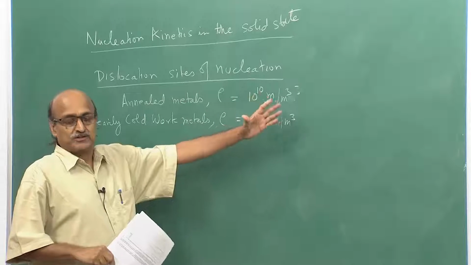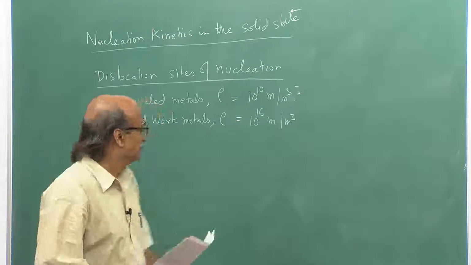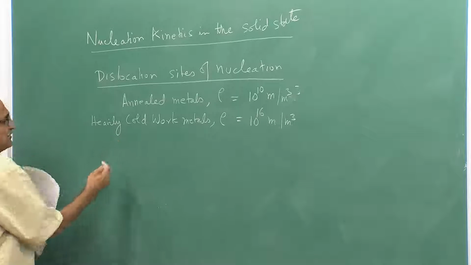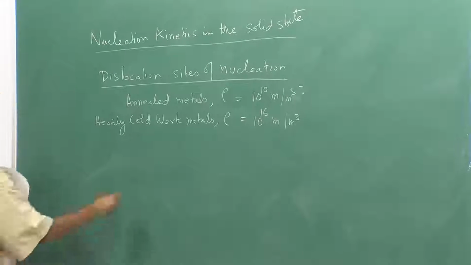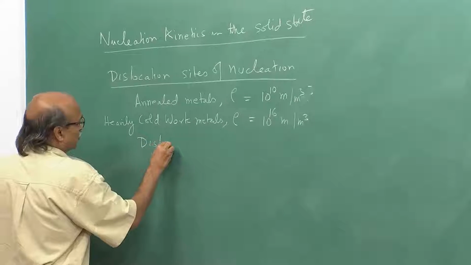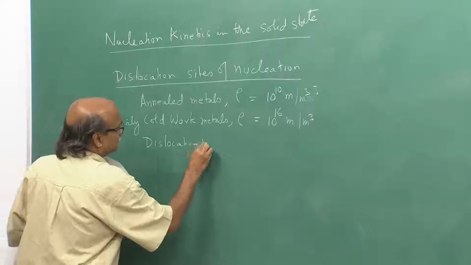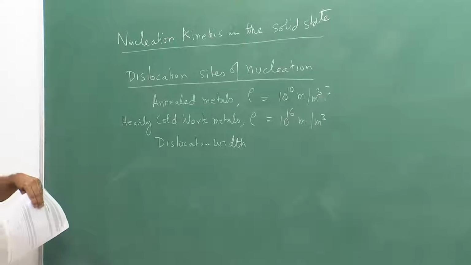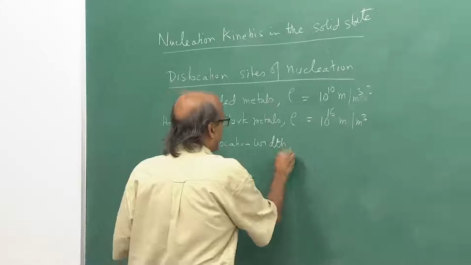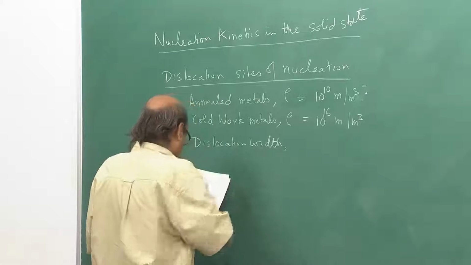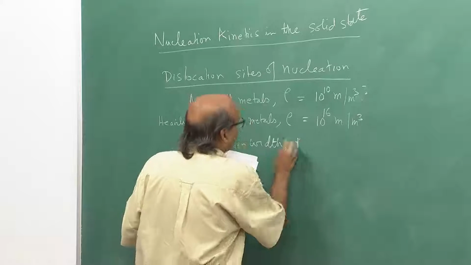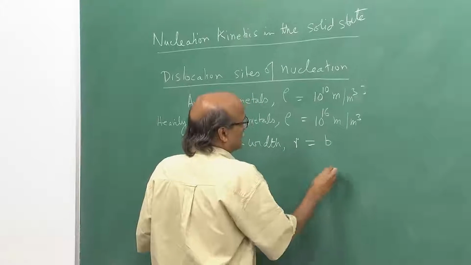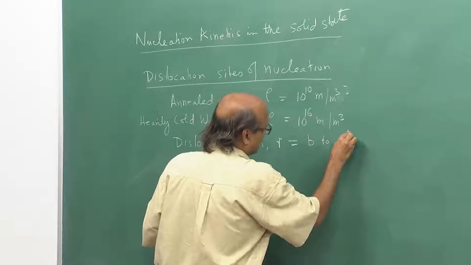Now, on these dislocations, what would be the density of sites? This could be calculated by considering that dislocations have a certain core width. So, we also have to have an estimate of the dislocation core width, or the width of the dislocation. You can imagine that this core is in the shape of a cylinder. So, the dislocation core radius r is of the order of 1 Burgers vector to about 4 times the Burgers vector.